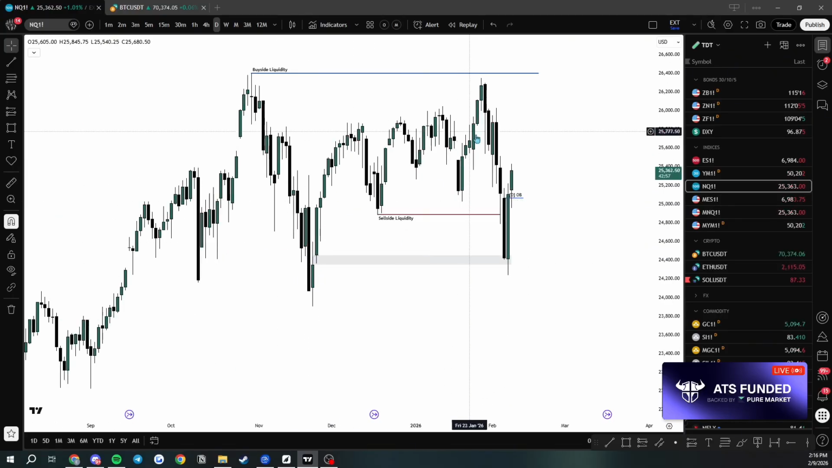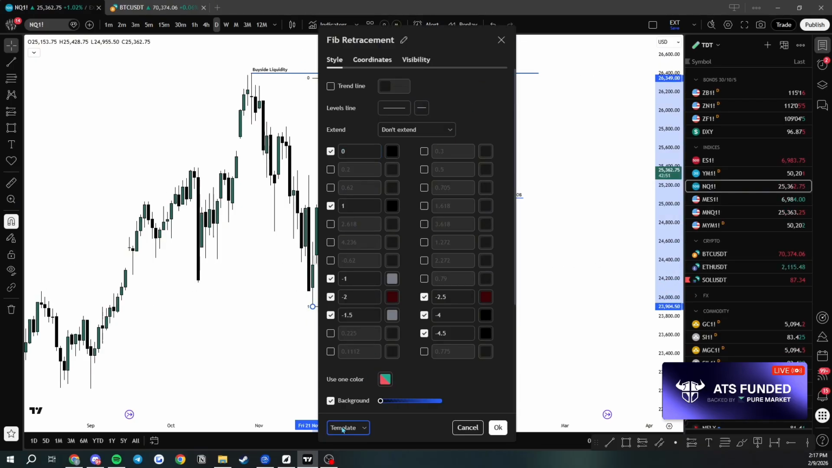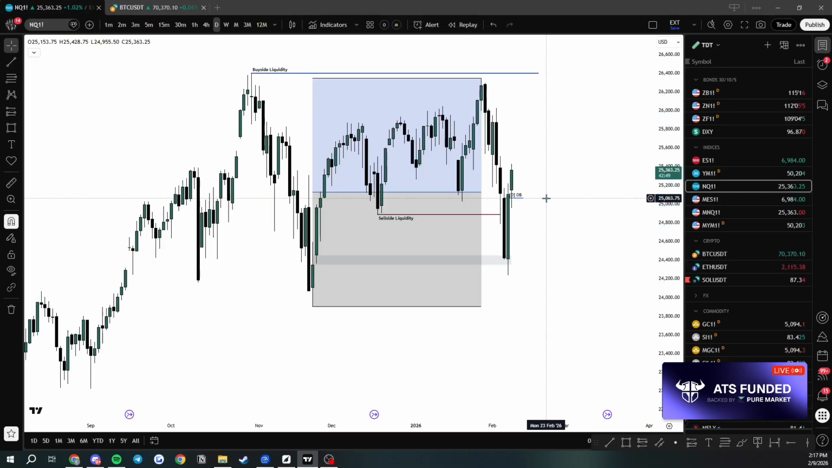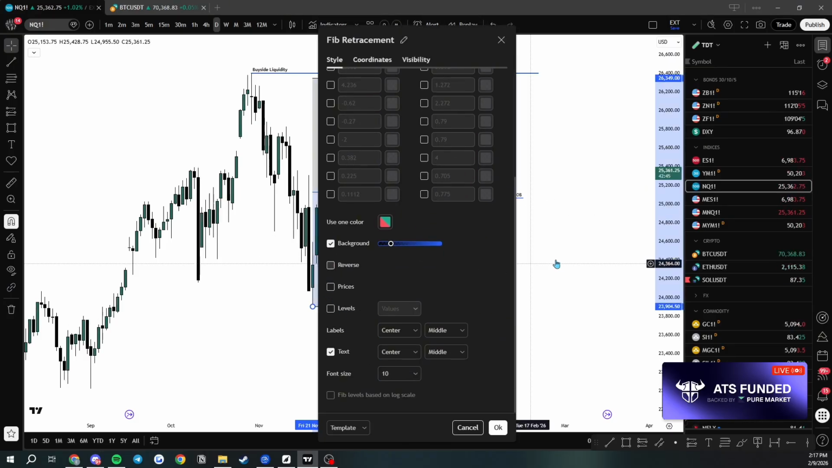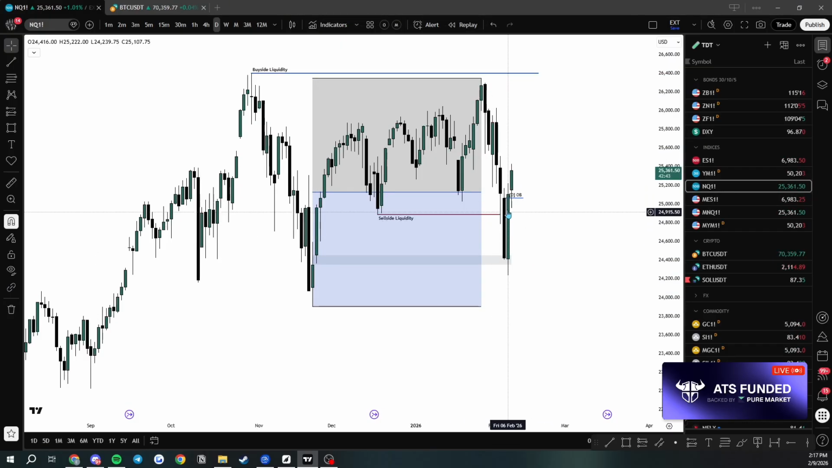So clearly price was in discount, right? If we take this range right here, let's cut it in half. Okay, we can see, let's actually reverse this real quick. We moved into discount, we had a change in state of delivery in discount, and then we move higher, right?